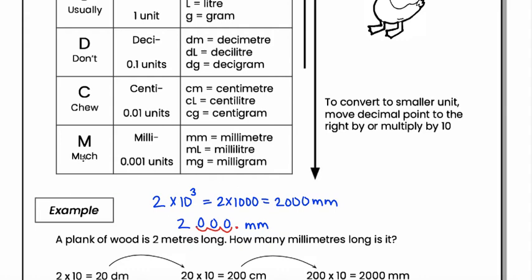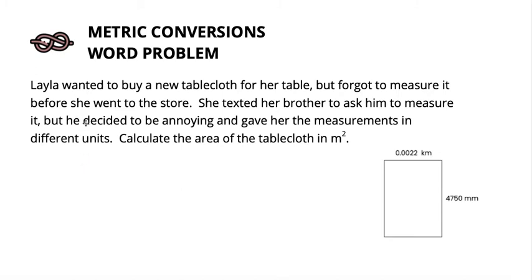So let's do a quick word problem associated with measurement conversions, and then I'll show you what you need to be working on in this lesson. Layla wanted to buy a new tablecloth for her table, but forgot to measure it before she went to the store. So she texted her brother to ask him to measure it, but he decided to be annoying, like brothers always are, right? And gave her the measurements in different units. Now we have to calculate the area of the tablecloth to figure out what size we need. In order to do that, we need to convert these into the same unit. You can either convert them into your larger unit or into your smaller unit. It's probably easier to convert into our smaller unit in this case. So let's go ahead and convert kilometers into millimeters. Okay.